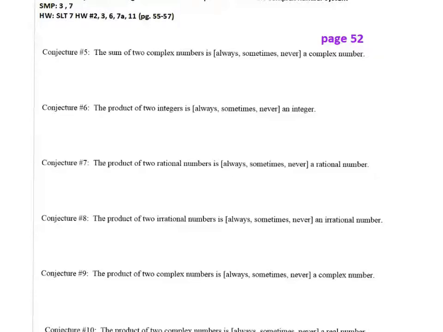Okay, for number 5, the sum of two complex numbers is always a complex number. The product of two integers is always going to be an integer. And the product of two rational numbers is always going to be rational. So these three, we're talking about multiplication now. Product means multiply. So let's talk about the product of two integers.